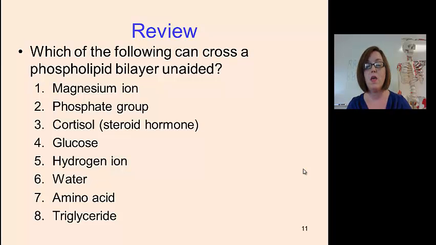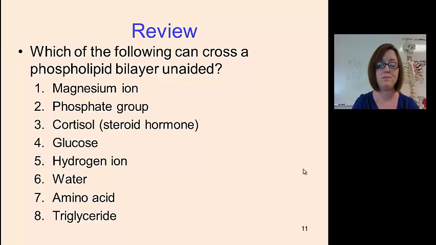and is polar. A hydrogen ion, very tiny, but it cannot cross because it carries full charge. Water, it's 3 atoms or less, so it's small, and it does not carry full charge, so it can cross. Amino acids, they're polar and they're bigger than 3 atoms, they cannot cross. A triglyceride, it's big, but it's hydrophobic, and so it can cross.